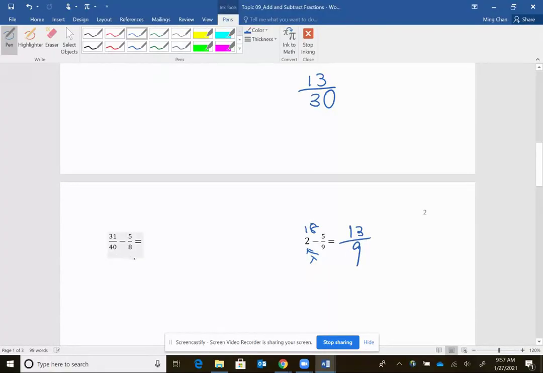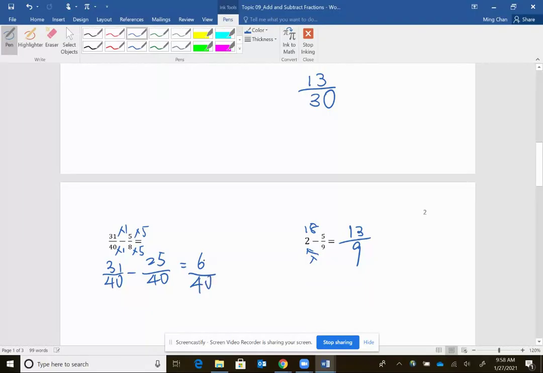All right, LCD between 40 and 8 has got to be 40. Remember, the LCD has got to be bigger than the two numbers we started with, or it can be equal to the largest of the two numbers we started with. So the LCD here is 40. All right, 40 going into 40 one time. 31 times 1 is 31. 8 going into 40 times by 5. Numerator times 5, which is 25. My answer, 6 over 40.